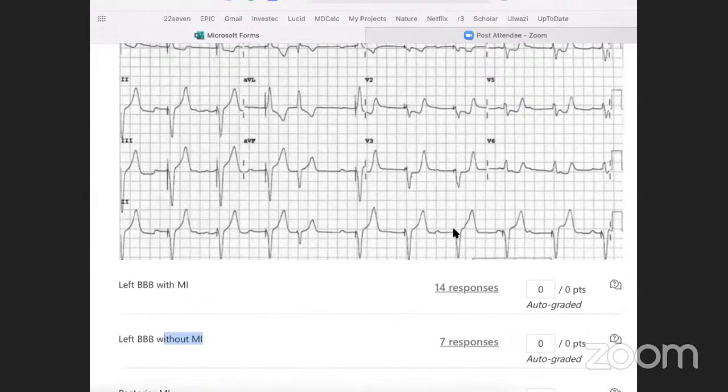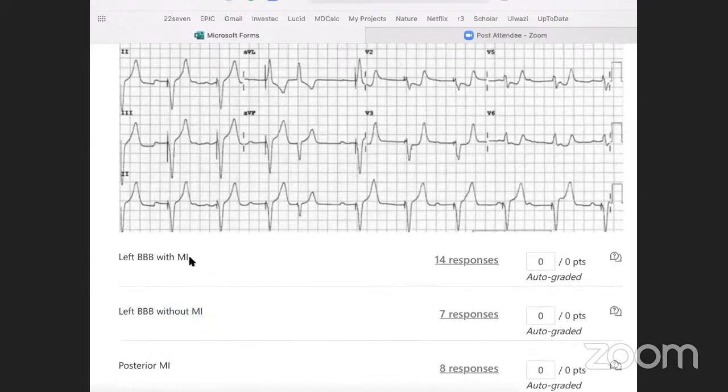Other criteria that they use is that we can see that this ST segment elevation is discordant, but it's not excessively discordant, meaning that it's not more than 25% of the depth of the preceding S wave. So that would be a different criterion for an excessively discordant elevated ST segment. But in this ECG, we have concordant ST segment depression. So this is a left bundle branch block with a myocardial infarction. And so useful to get different treatment.